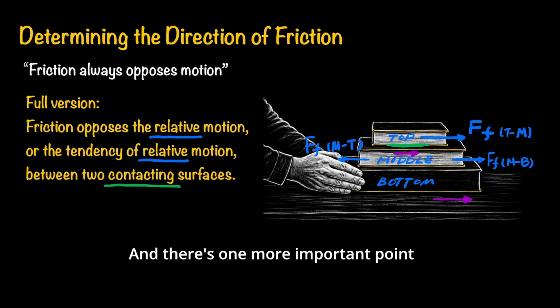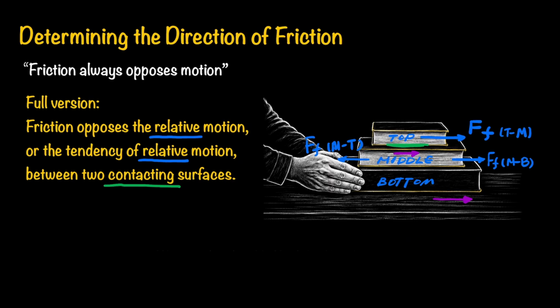And there's one more important point. At the same contact, the relative motion depends on which object you are analyzing. If we are analyzing the top book, we ask, how would the top book move relative to the middle book, or tend to move relative to it? If we are analyzing the middle book, we ask, how would the middle book move relative to the top book, or tend to move relative to it? Same contact, but a different object of interest.